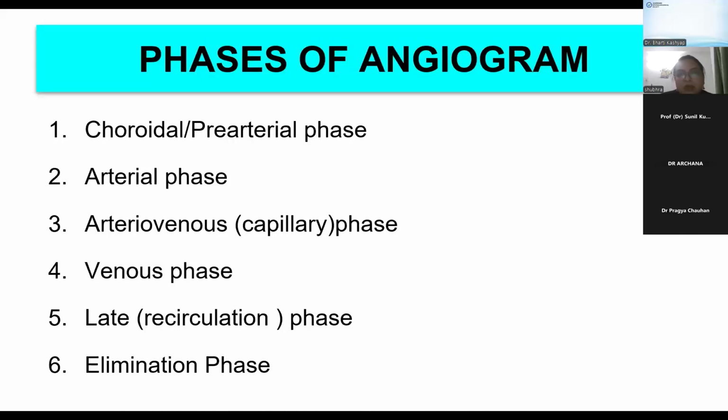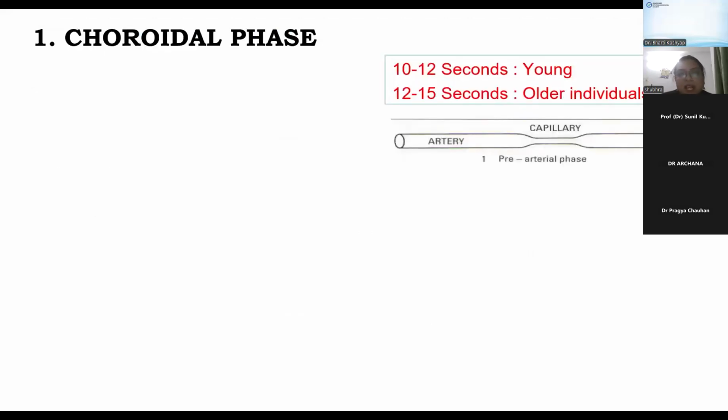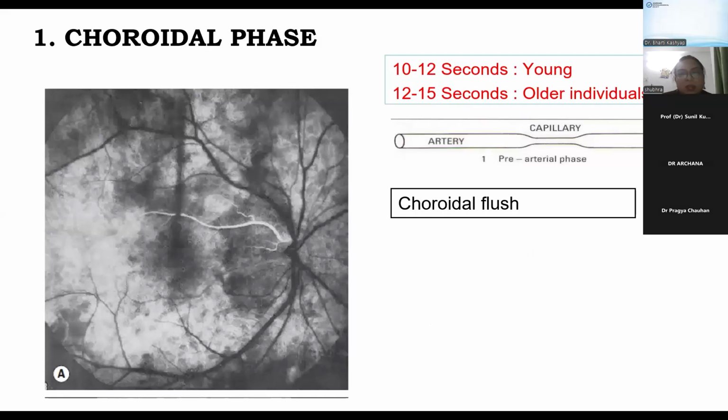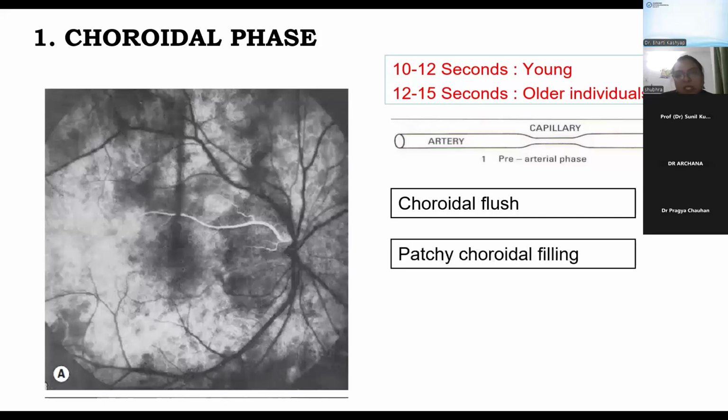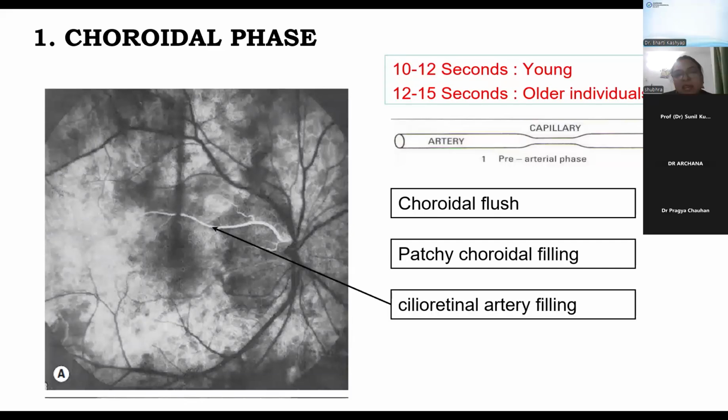So now coming to the phases of the angiogram. So first phase is the choroidal phase. Now this phase is known as the choroidal flush. This occurs due to the choroidal filling. This occurs before the retinal filling. So this is the time when we have this patchy choroidal filling in the background. You will see patches of black, patches of white, that is occurring because the choroid is getting filled. Sometimes you will see an artery getting filled just temporal to the disc, that is the cilioretinal artery.